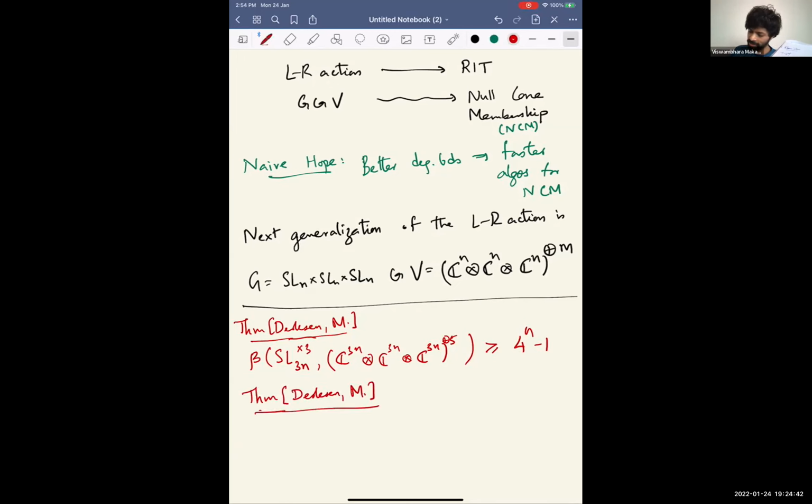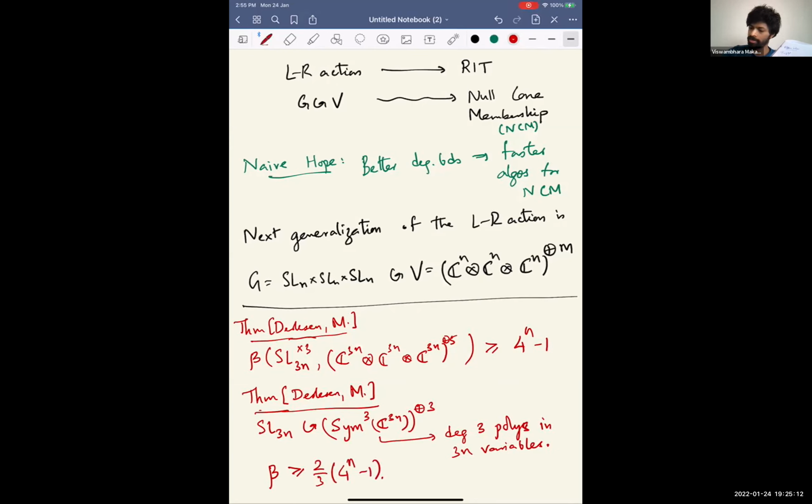So here I look at the action of SL_3n, just one SL_3n acting on, I'm going to write it as Sym^3 of C^3n, 3 copies of this, but this is basically degree 3 polynomials in 3n variables. And in this case, beta is greater than or equal to 2/3 of 4^n minus 1. So this is the result that I'm going to indicate a proof for. And the same technique applies in the notationally more complicated case.